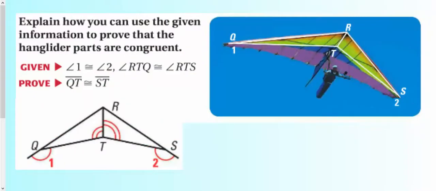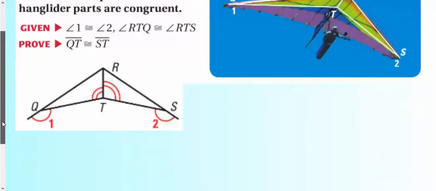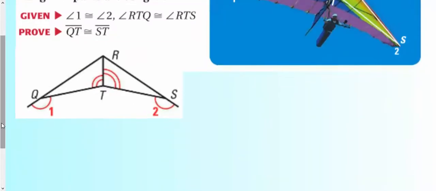Okay, so it says, explain how you can use the given information to prove that the hang glider parts are congruent. So we want to show QT is congruent to ST. So I'm going to show that the two triangles are congruent, and then those two parts will be congruent. Alright, so it's given that angle 1 is congruent to angle 2 and RTQ is congruent to RTS.